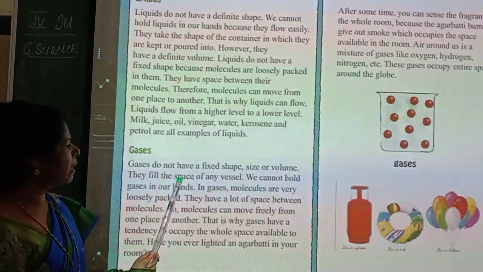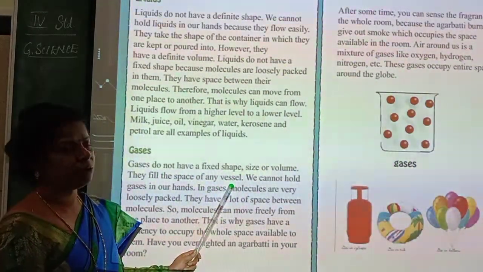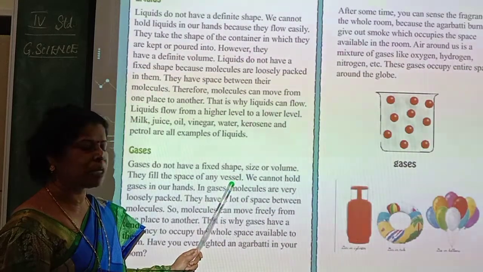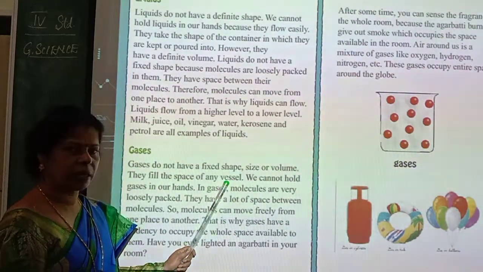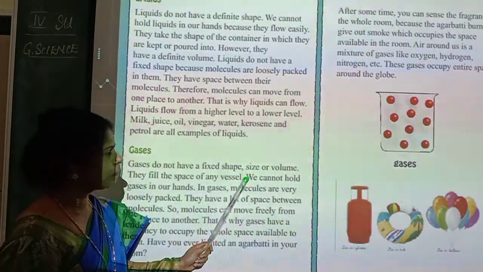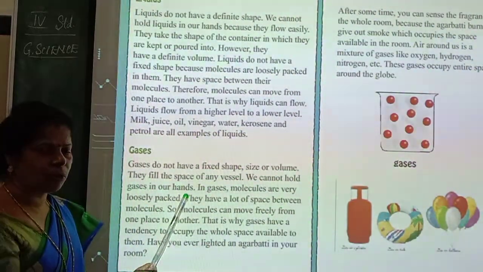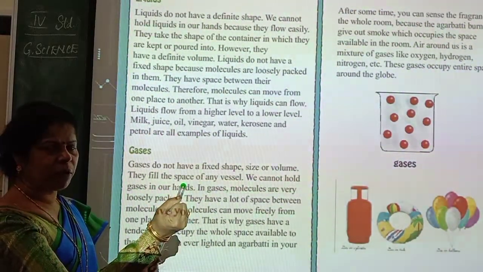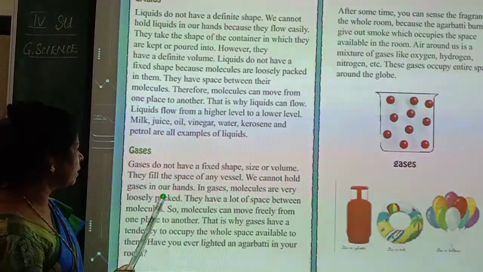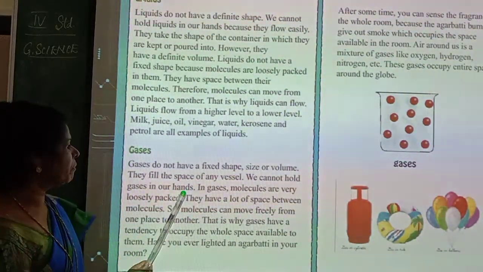So, here they fill the space of any vessel. Any vessel you take, it is going to occupy that particular vessel. It takes the shape of that vessel. We cannot hold gases in our hands. Can we hold air? Air is a gas. Are we all able to hold it? No, we are not able to hold it. So we cannot hold gases in our hands.